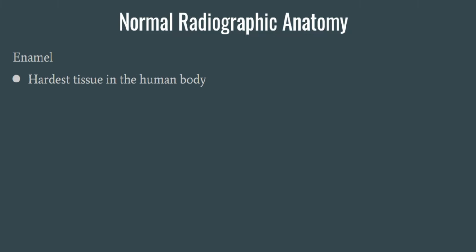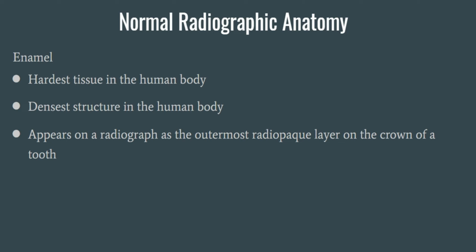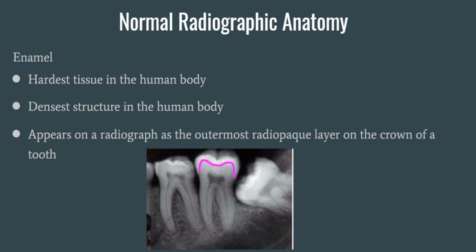So the enamel, we know, is the hardest tissue in the human body. It is also the densest and is going to be the outermost radiopaque layer on the crown of the tooth. So everything above that pink line is enamel.